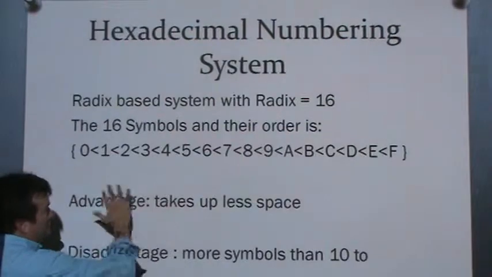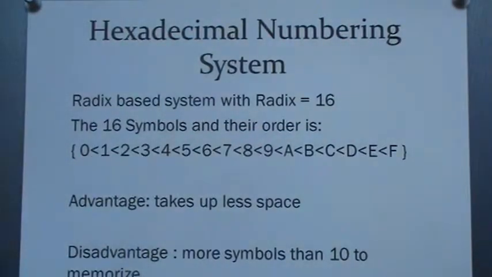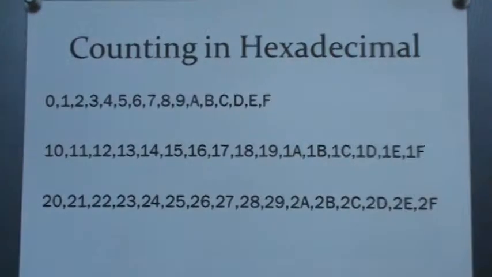So far with our decimal system, which we've used our whole lives, 10 symbols were pretty good. We memorized all 10 symbols and which ones are bigger than the other. That's not too hard. Now we have to add in 6 more symbols, and just remember that after 9 comes A and after A comes B. Once you have that memorized and you're comfortable, this numbering system becomes comfortable.